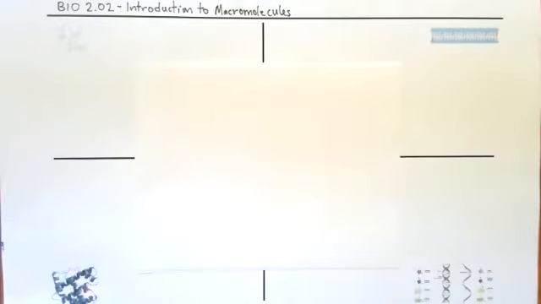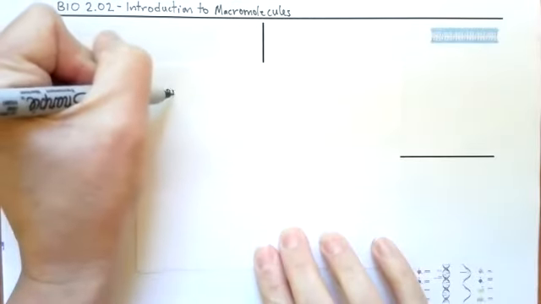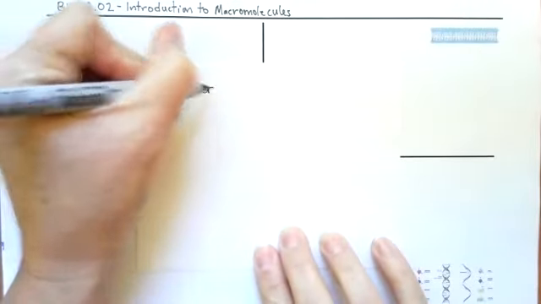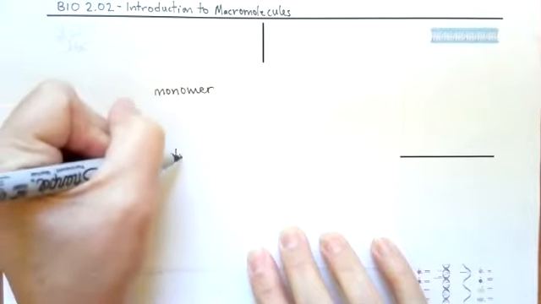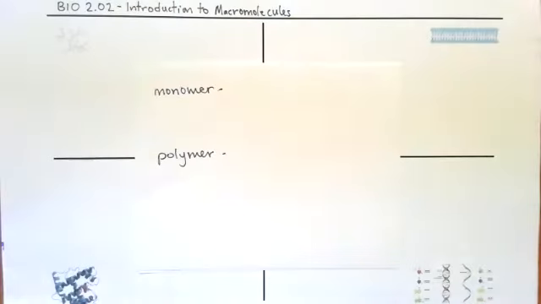Because before we can talk about macromolecules, there's two terms we have to understand. One is monomer and one is polymer. And you kind of already know what these are, you just didn't know it. If you've ever played with blocks or you've played with Legos, you have played with monomers and polymers.